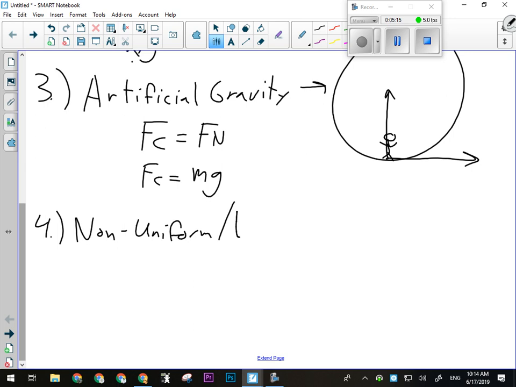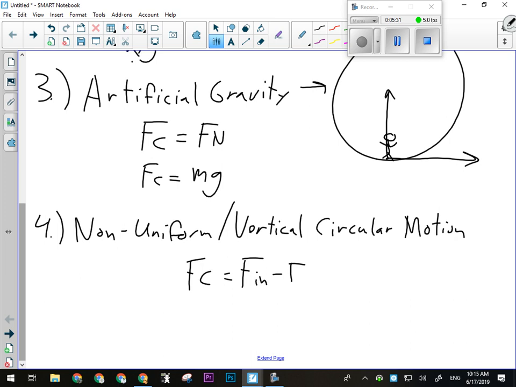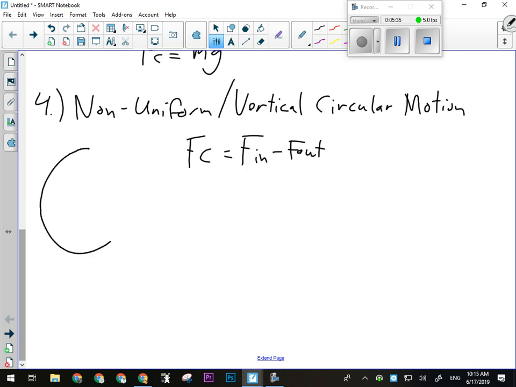Okay, also vertical circular motion. Now, what's the rule for vertical circular motion? Fc equals forces in minus forces out. We dealt with 3 different situations on a vertical circle. We dealt with this situation here, okay, where you're on the top on the inside.